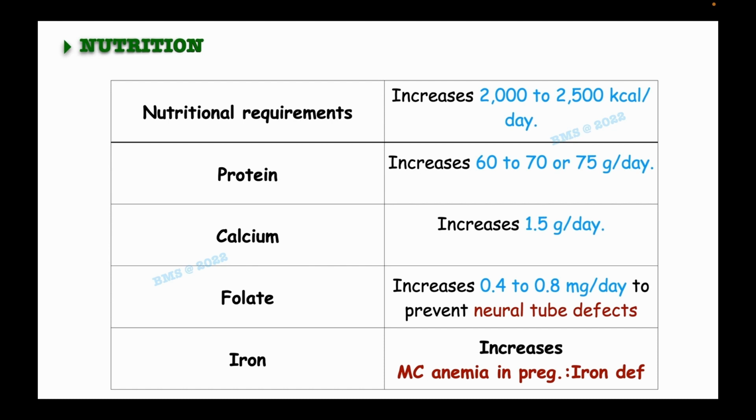And so the take home from this slide is that we need to increase the nutritional requirements, especially the proteins, the calcium, the folate, and the iron. And we also need to guard against fasting. And if a Muslim woman wants to fast, then it is best done in the second trimester of pregnancy.